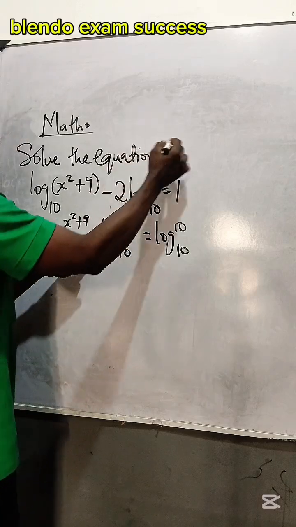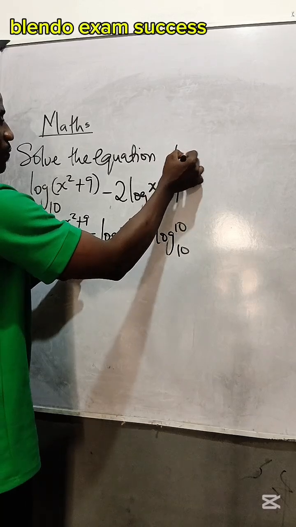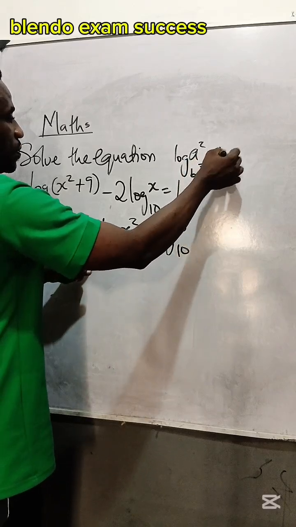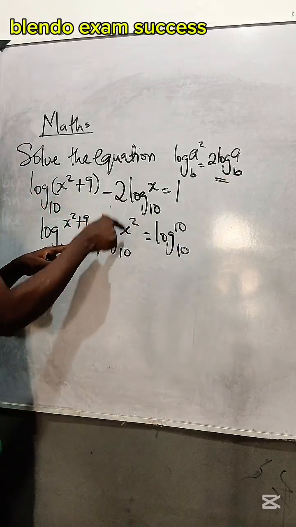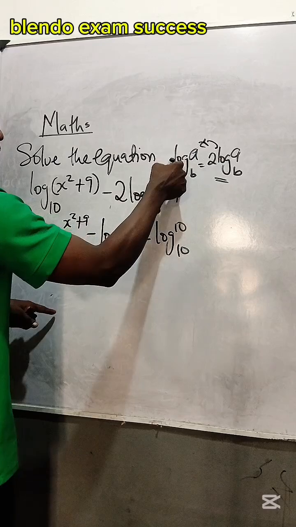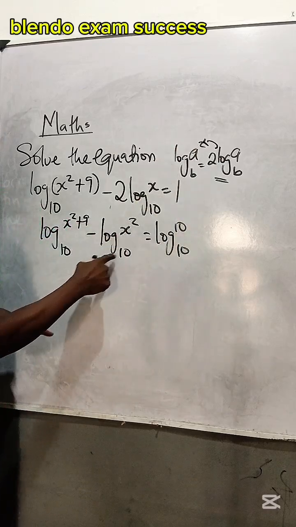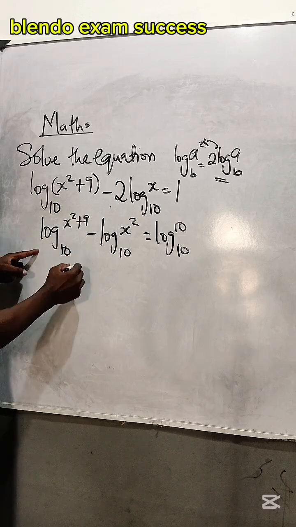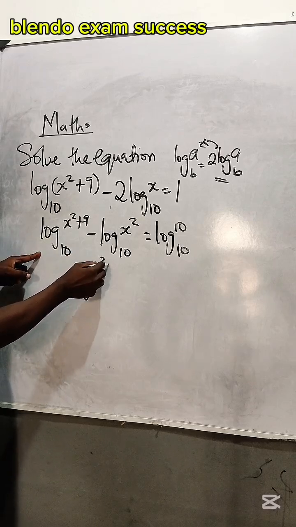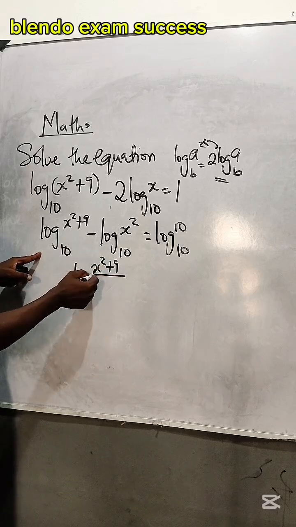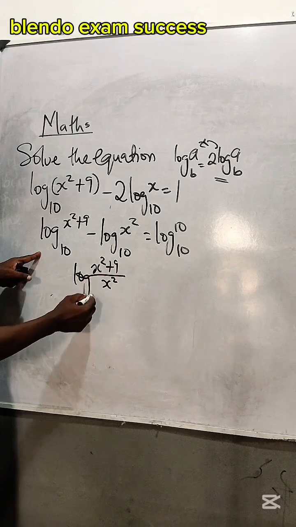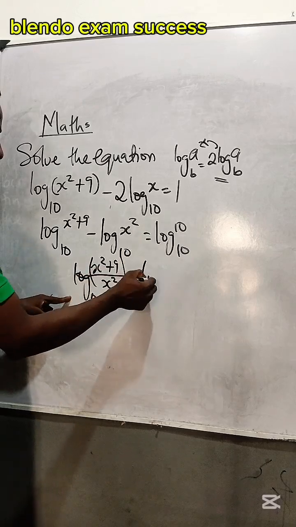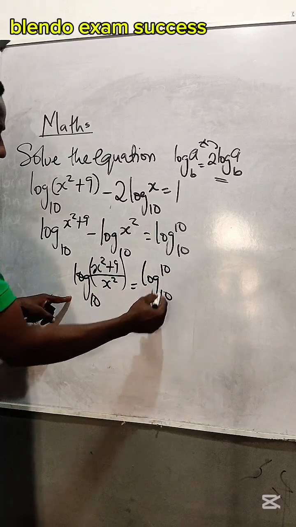So, for us to move this 2, remember we have that log a squared b is equal to 2 log ab. So that is exactly what happened here. If you move this back, you get log a squared, just like log x squared base 10. So now this minus will take a very good shape. Log of x squared plus 9, minus is now division, divide x squared. We have same base, so we can leave it this way, equal to log 10 base 10.